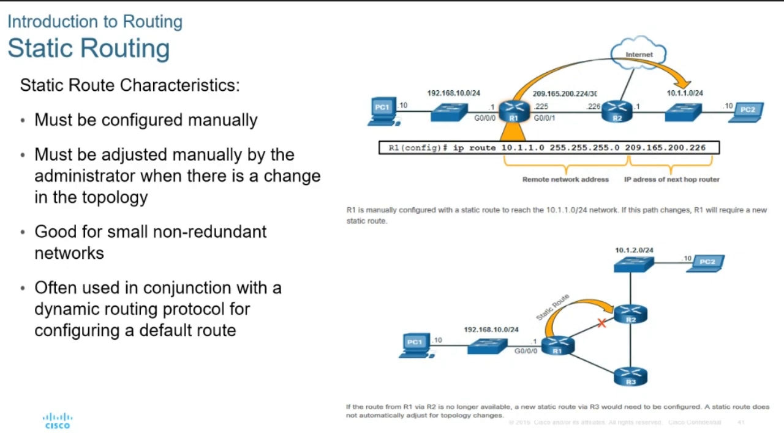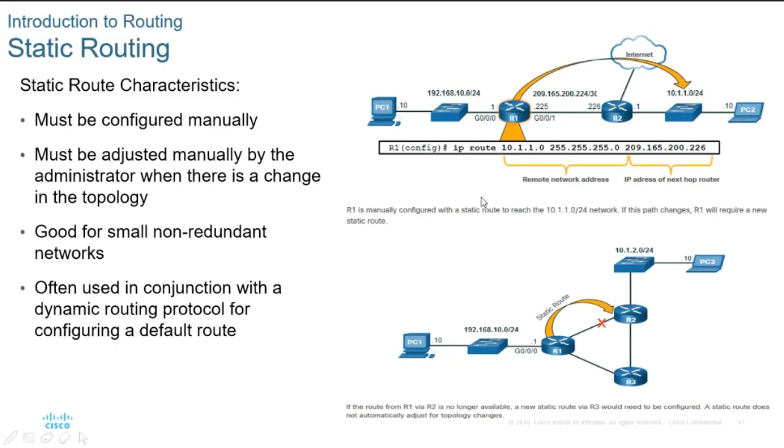If static route, it must be configured manually. It also must be adjusted manually by the administrator when there is a change in the topology. It is good for small non-redundant networks and often used in conjunction with a dynamic routing protocol for configuring a default route. And so static, so manual, we put in or configure our IP address.